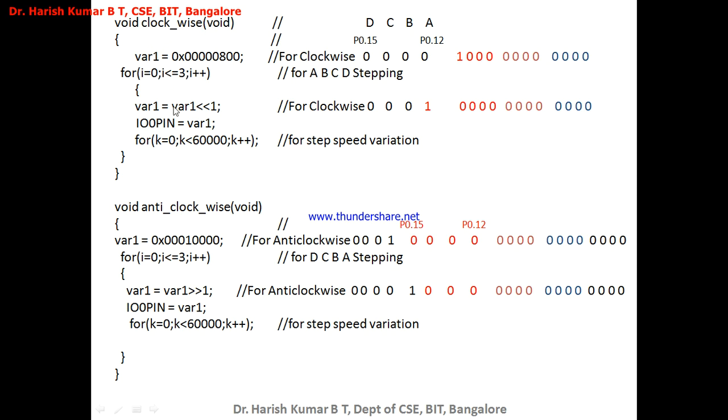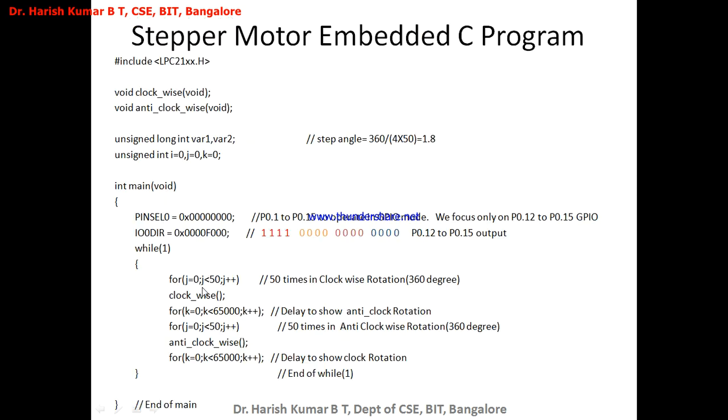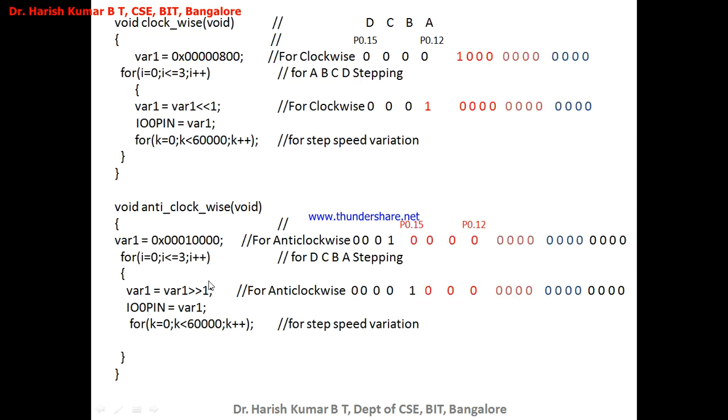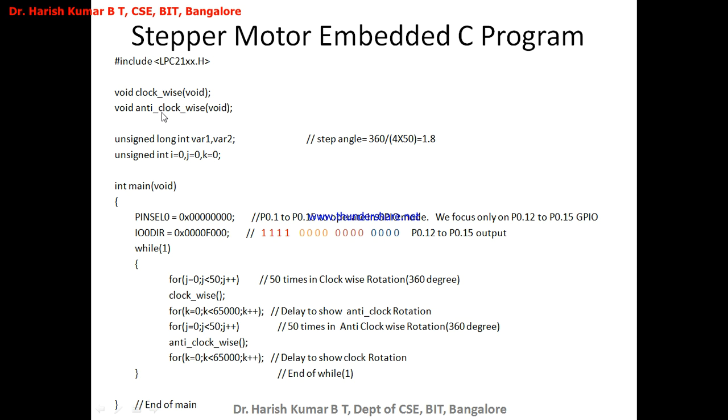Now this clockwise function is called how many times? 50 times. 50 into 7.2 is 360 degree. When this function is called one time, the stepper motor will rotate 7.2 degree, and like this you are calling this function for 50 times, and it will rotate 50 into 7.2, that is equal to 360 degree. Once it is called 50 times, the stepper motor will rotate in clockwise direction for 360 degree and it will come out.